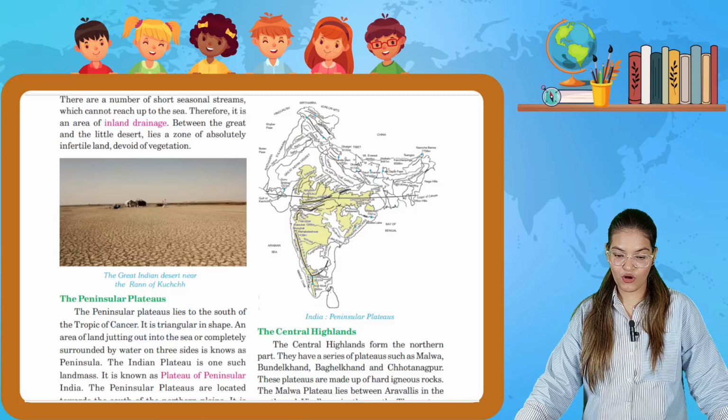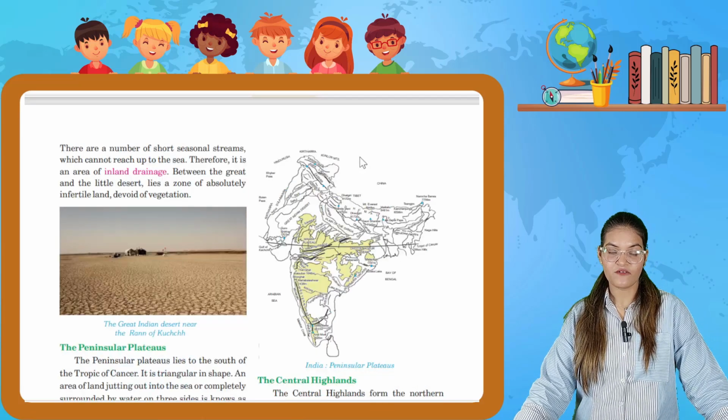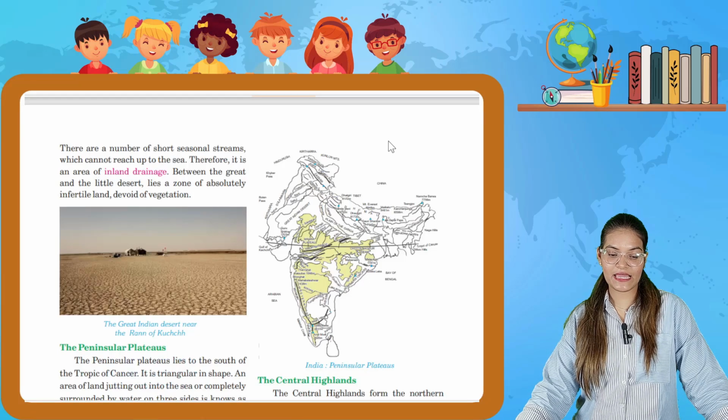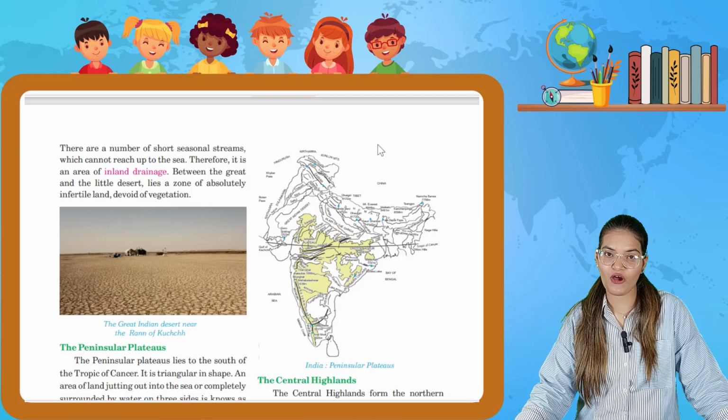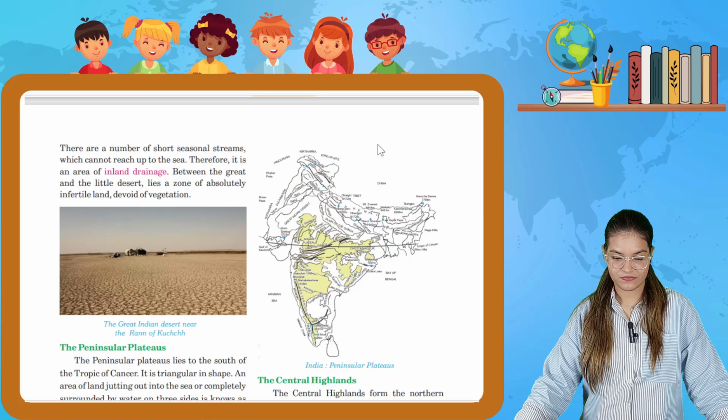There are a number of short seasonal streams which cannot reach up to the sea. Therefore, it is an area of inland drainage. Between the Great and the Little Desert lies a zone of absolutely infertile land devoid of vegetation.